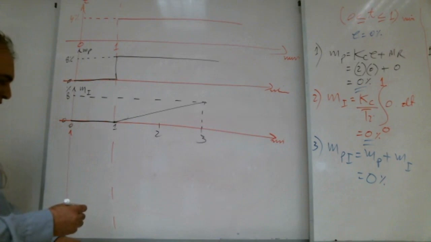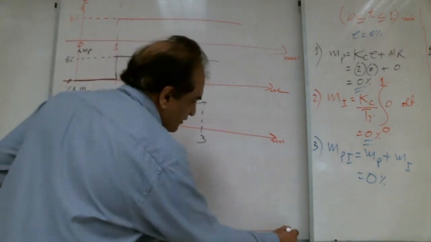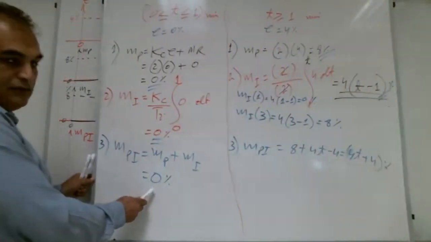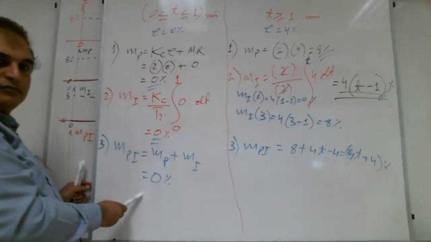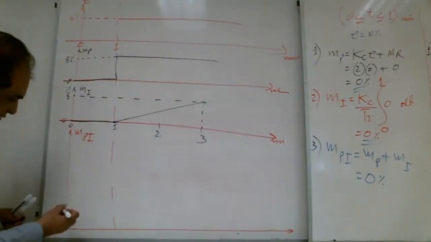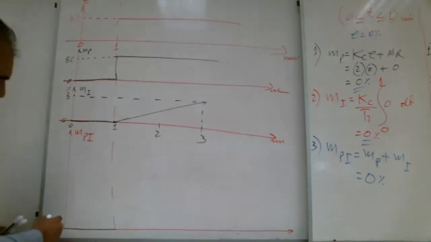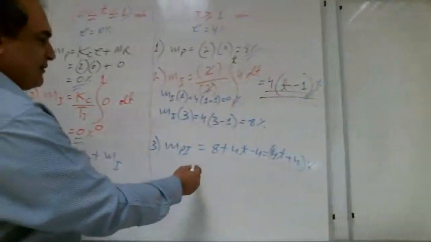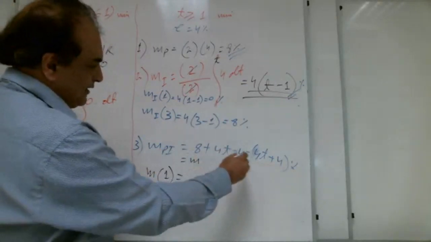Okay. Now we need to draw total output, MPI. From 0 to 1, what is MPI, Shabab? 0. Very easy. Zero. 0 to 1. Okay, Shabab. Come this side. At 1, how much? MPI at 1, how much?